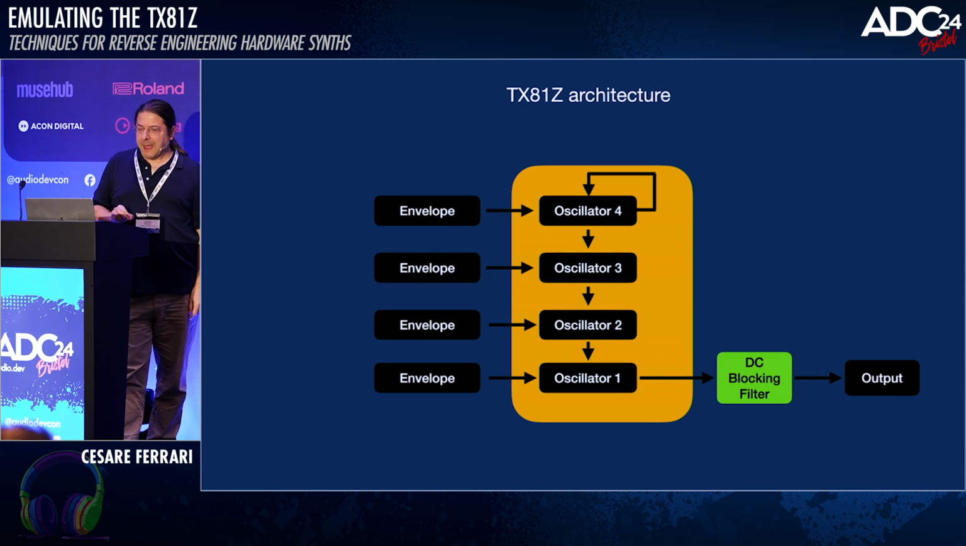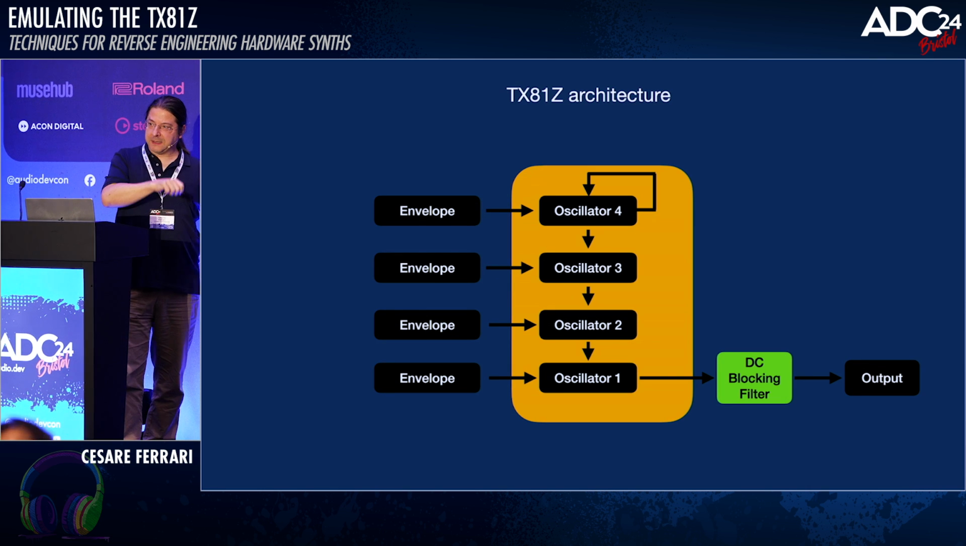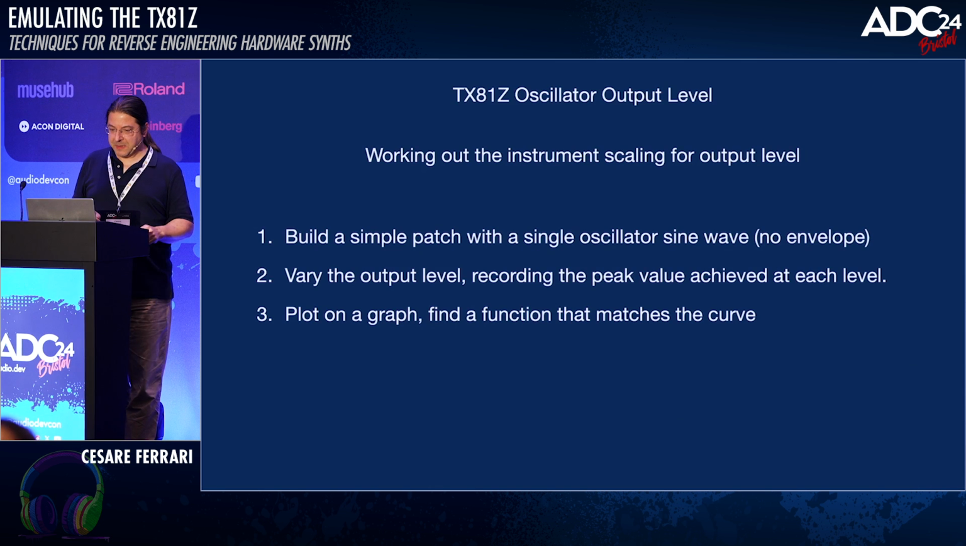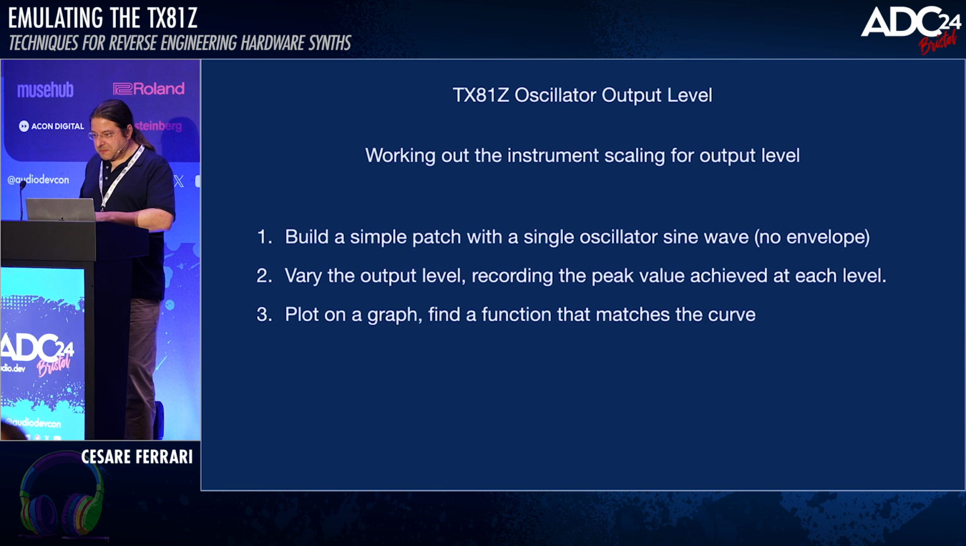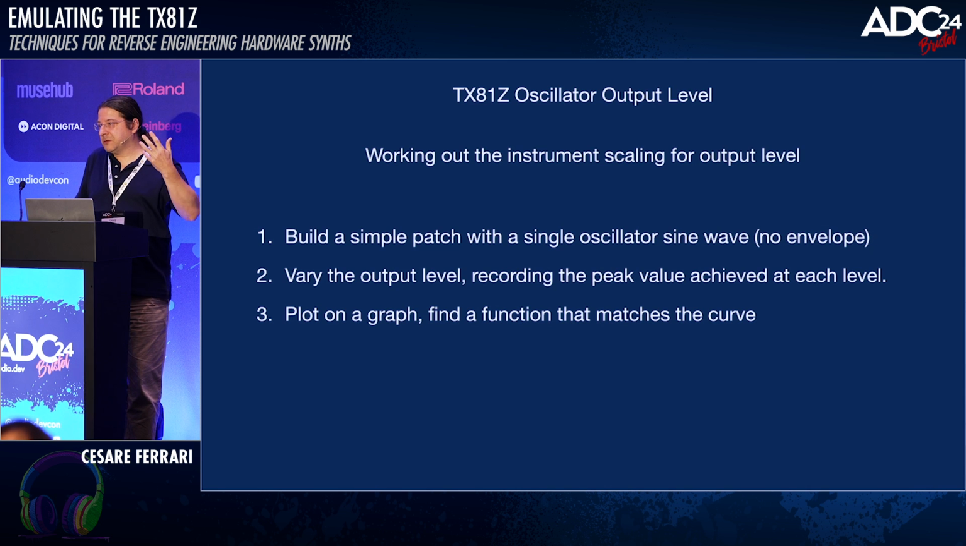Okay, how do we work out how the volume control scales in order to affect the output level? We build a simple patch. We set the output level to a certain value. We send MIDI notes in. We get some audio. We do a calculation of what the decibel level is, and we just plot that.